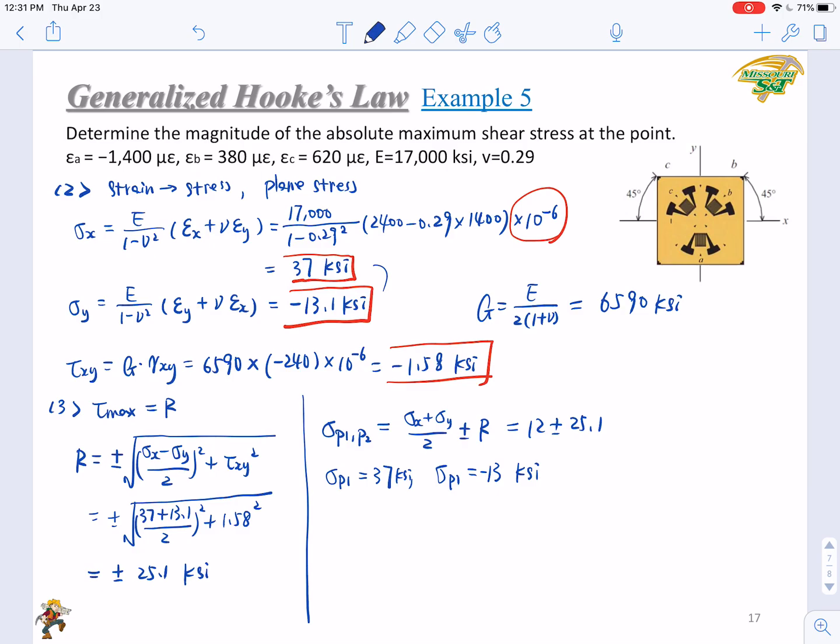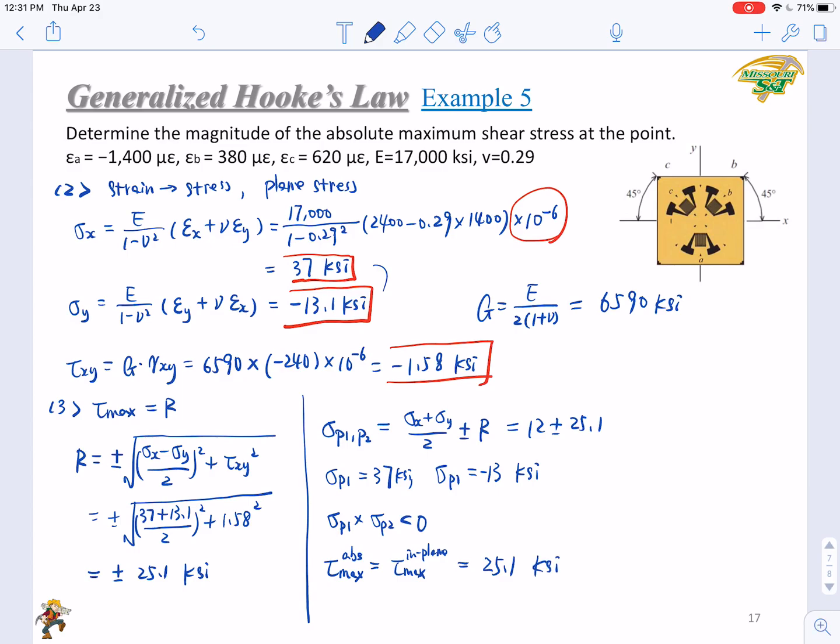You can see that they have different signs, meaning that sigma P1 times sigma P2 is smaller than 0. What does that mean? That means your absolute tau max equals tau max in plane, so that is still 25.1 KSI.